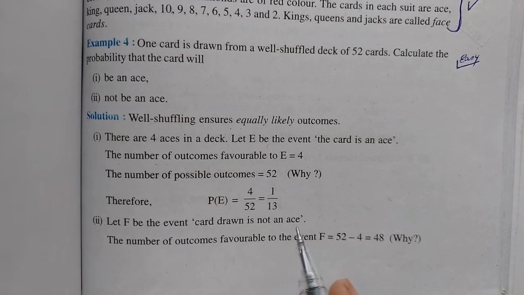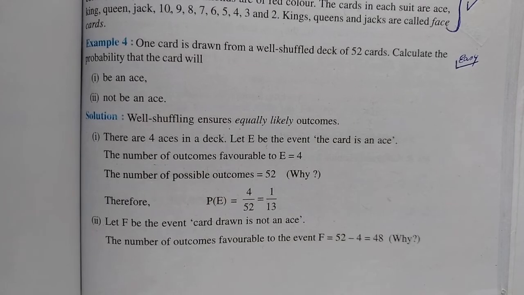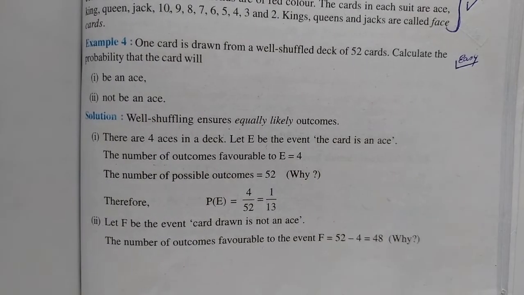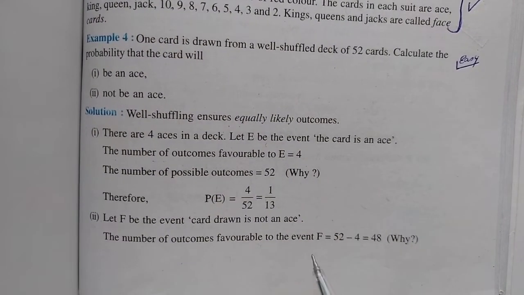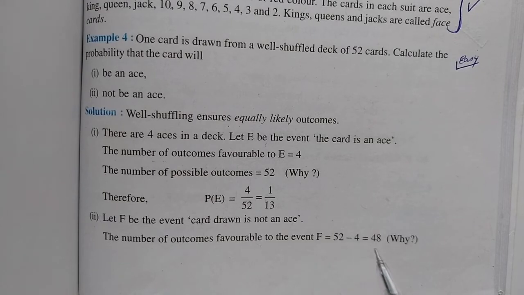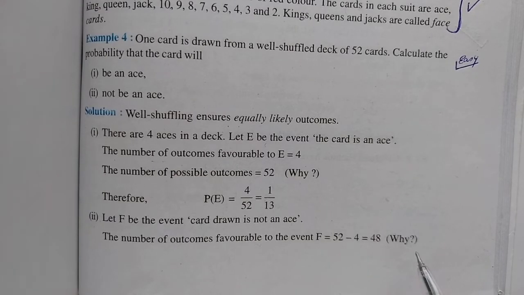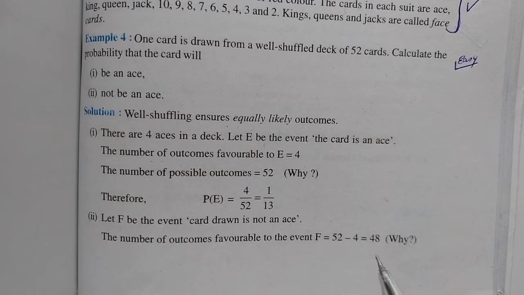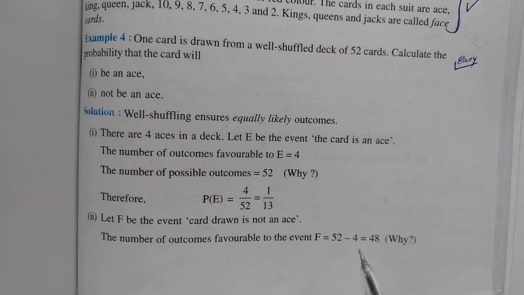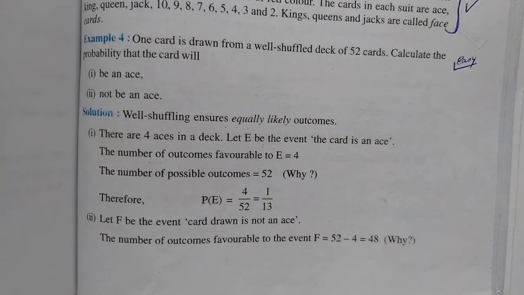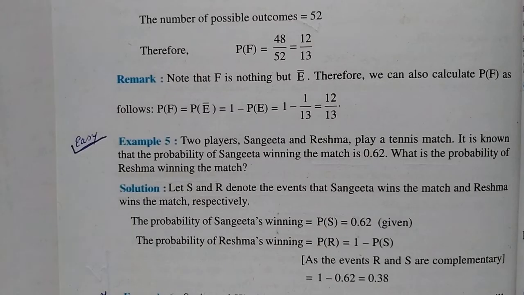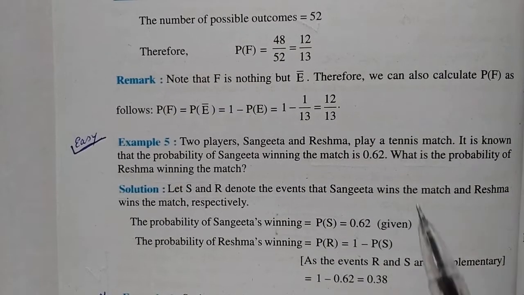Now next one. Let F be the event, what is the event? The card drawn is not an ace. You select a card, that card should not be an ace. Ekko na hoy tevu card. The number of outcomes favorable to the event F is 52 minus 4, that is 48. Why? Because 48 cards are there. 48 outcomes are there, because the 4 aces, 4 એક્કા લેવાના નથી. Then remaining what? 48 only. Next page. Now the number of possible outcomes is 52 children.